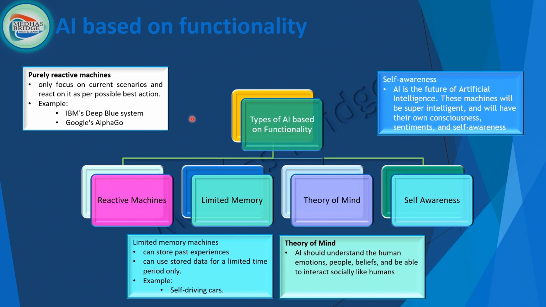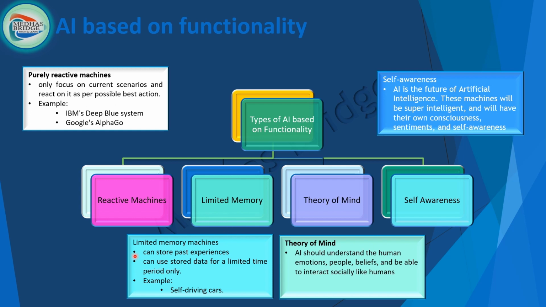Classification of AI based on functionality. We have reactive machine, limited memory, theory of mind, and self-awareness. Let's look at what is there in each category. Reactive machine. Purely reactive machines only focus on current scenarios and react as per the possible best actions. Examples: IBM's Deep Blue system, Google's AlphaGo.